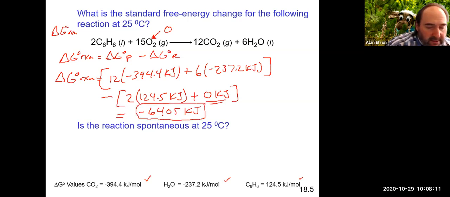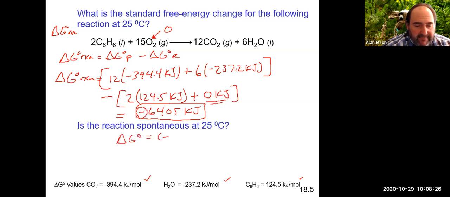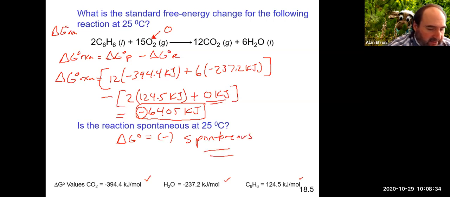Any questions on that calculation there? So at this point, when we look at that number, we do see that it is negative. So our delta G naught is negative, and that means that it is going to be a spontaneous reaction in this particular case. Again, we can use the delta G value straight up to determine if it is going to be spontaneous or non-spontaneous. Any questions on that there?